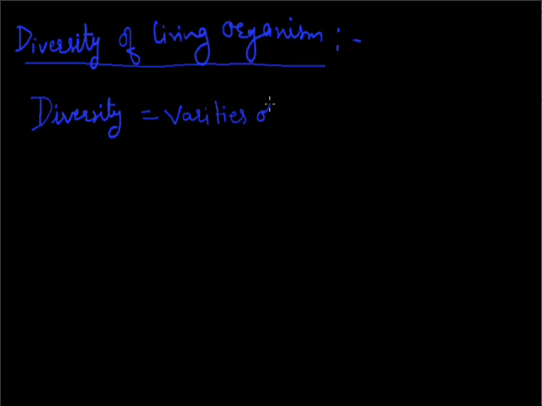Here, various types of living beings are present on the land. They range from simpler to complex living beings. So this is known as diversity. They are present everywhere on the land.